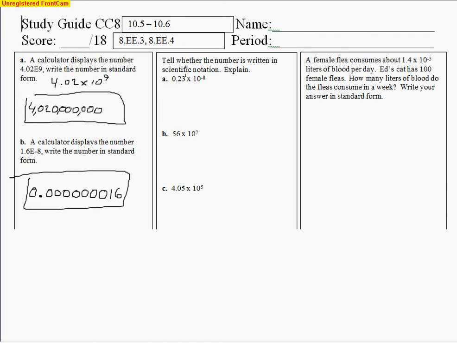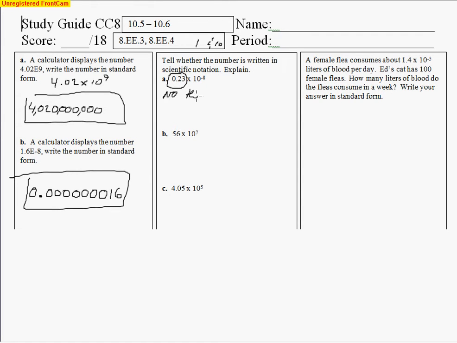On this one, we have to tell whether the numbers are in scientific notation. What you're going to do is look at the multiplier. The multiplier needs to be between 1 and 10 to be in scientific notation. So that's not; that's smaller. So we would say no.